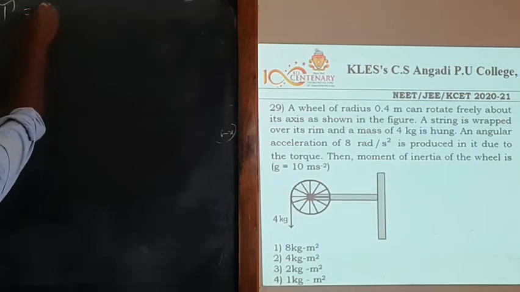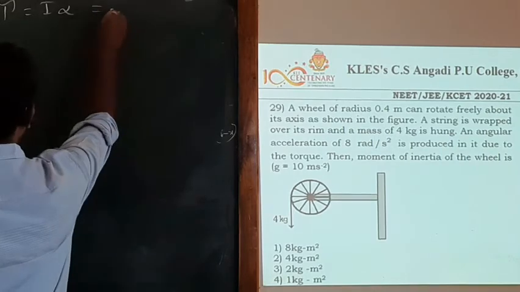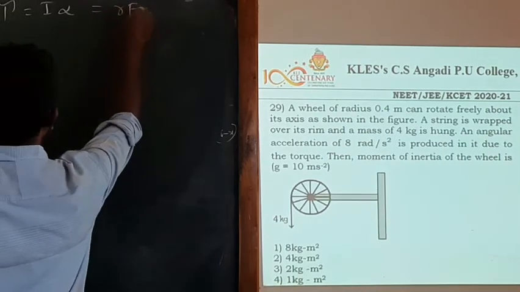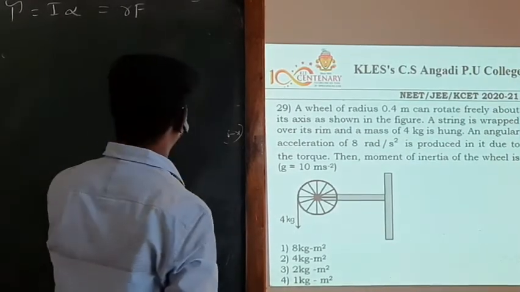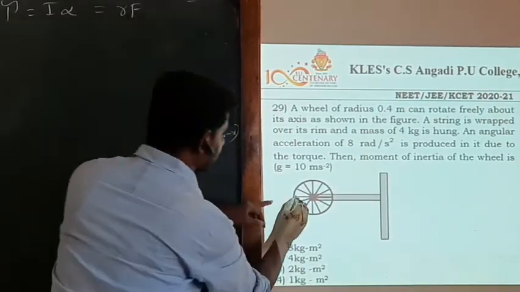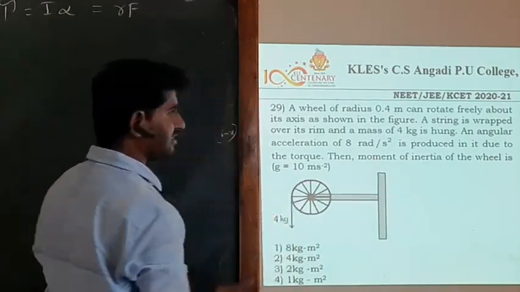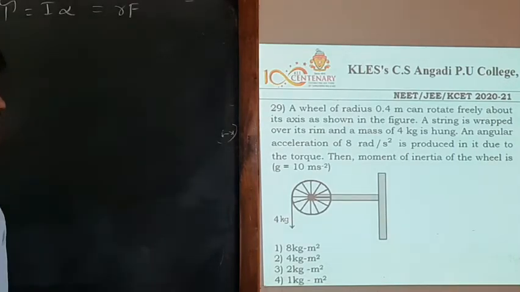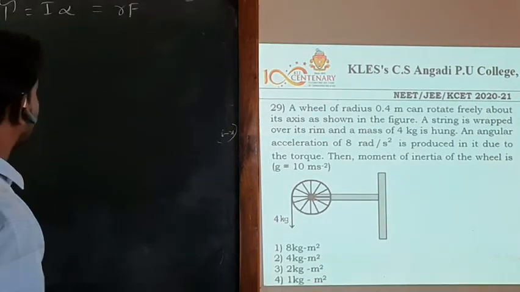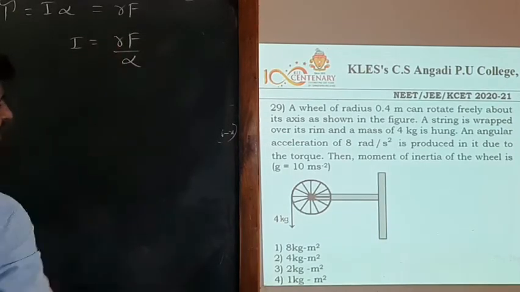We know the formula tau is equal to I alpha, and also tau is equal to R into F into sin theta. What's theta here? Theta is the angle between R and F. This is the R and this is the F. The applied force is downward and here it is R, so the angle is 90 degrees. Sin of 90 is 1, so R into F. What do we want here? We want the value of I. So I is equal to R into F divided by alpha.